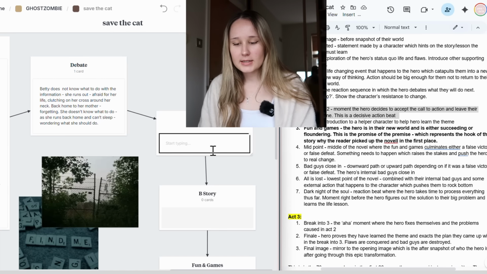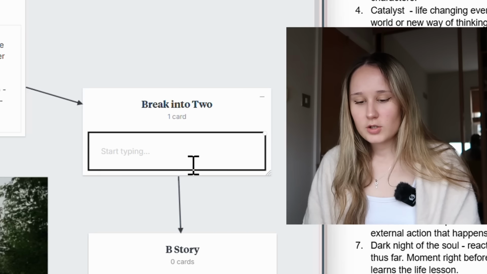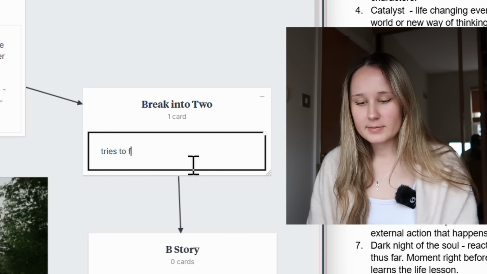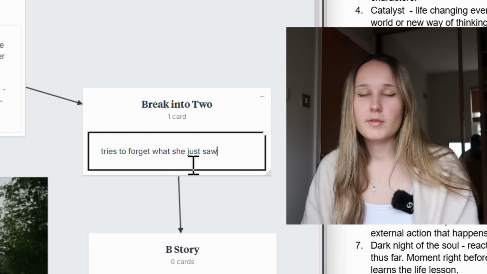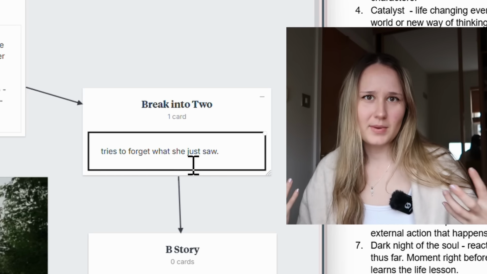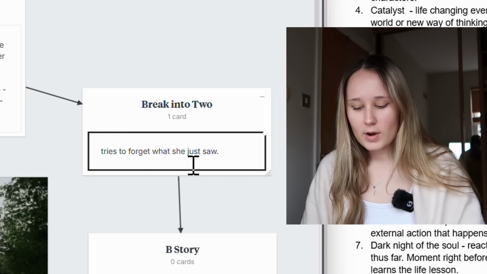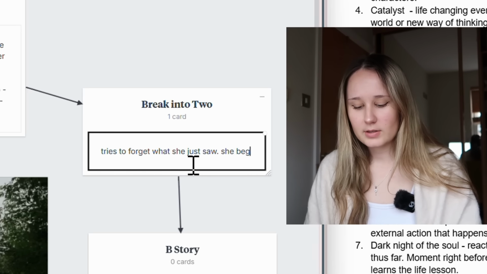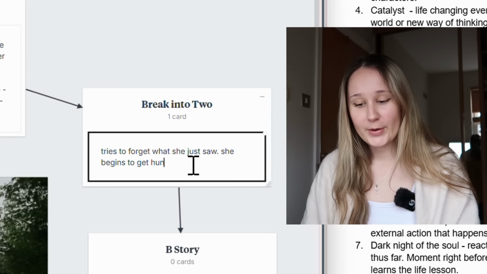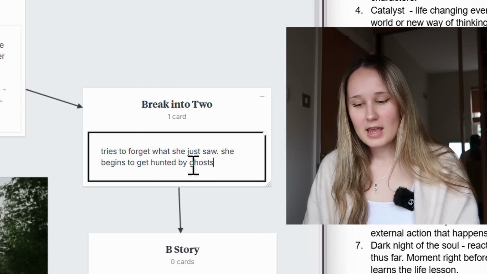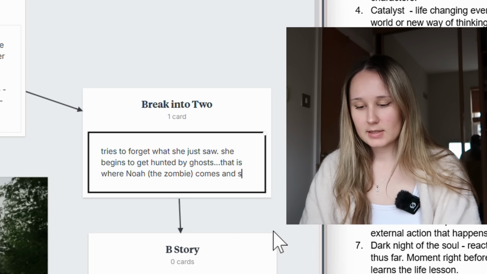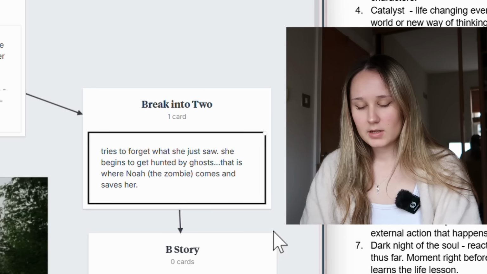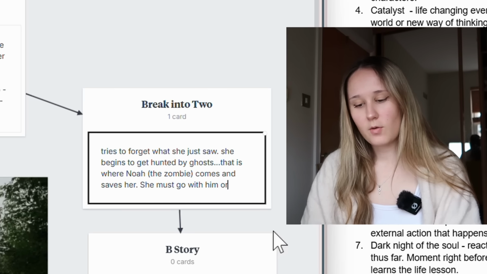Break-in 2 is basically where she tries to forget what she just saw. But of course, there's this whole kind of big climax that happens where she begins to get hunted by ghosts. And that is where Noah, the zombie, comes and saves her. She must go with him or die.